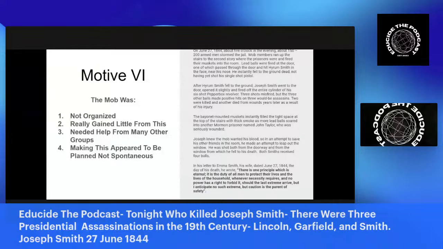Joseph Smith, in a letter to Emma Smith dated June 27th, 1844, written the morning of his death, says, "There is one principle which is eternal. It is the duty of all men to protect their lives and the lives of the household, whenever necessity requires, and no power has a right to forbid it. Should the last extreme arrive, but I anticipate no such extreme, but caution is the parent of safety."